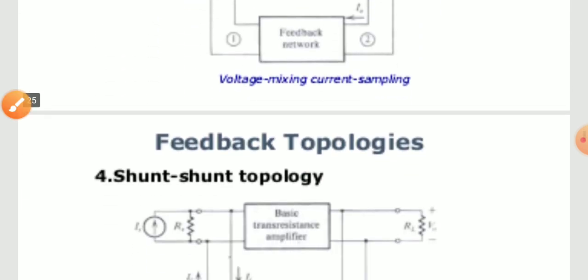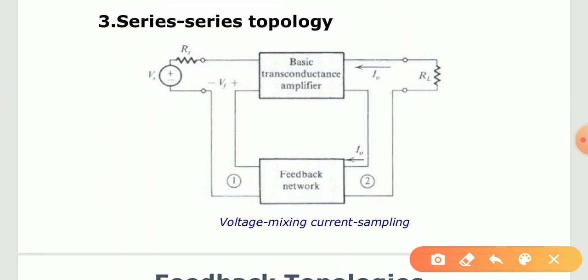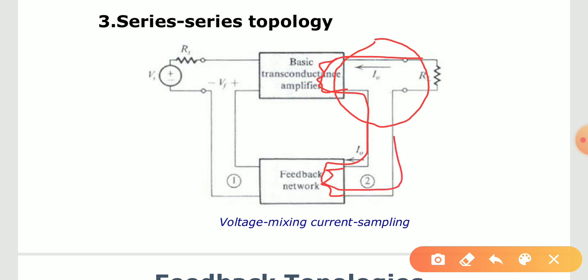For the third type of topology, just recall from memory whatever we have discussed till now. For the sampling case, here current is the sampling one, because here we consider the internal resistance of the basic transconductance amplifier, and another resistor you just imagine for the feedback network. At that time the current term is used for the feedback or for the sampling, and for this reason this is defined as current sampling.